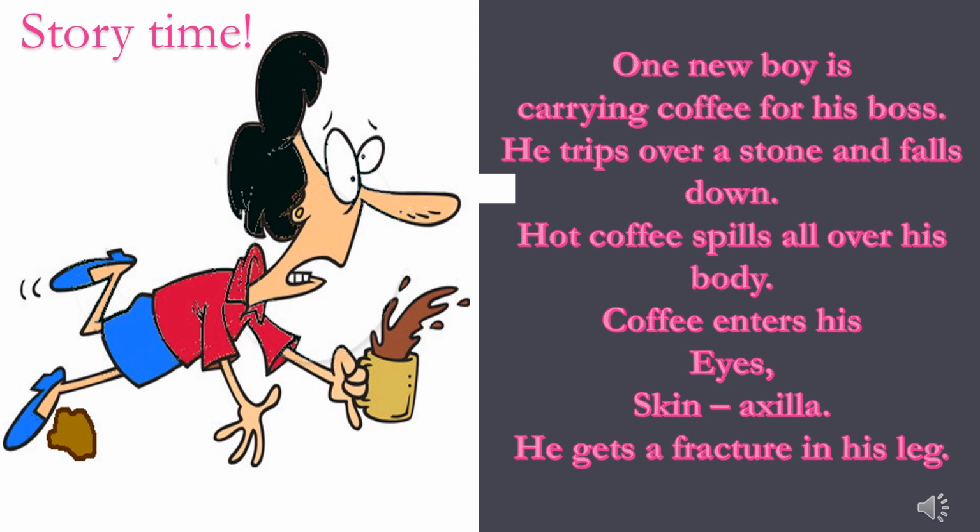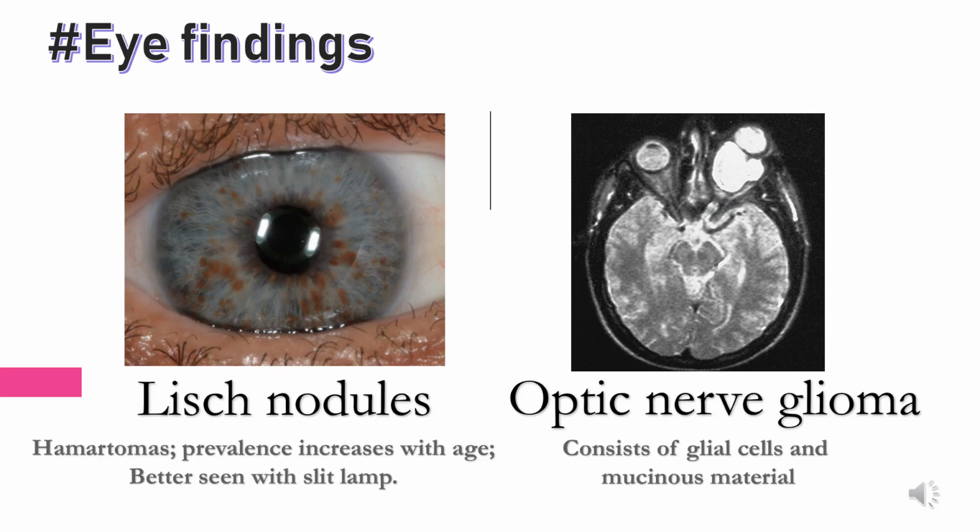So, one new boy is carrying coffee for his boss, but he trips over a stone and falls down, and hot coffee spills all over his body, and coffee enters his eyes. It goes on his skin and axilla, and he also gets a fracture in his leg because of falling down. So these are the characters which are going to be seen in your neurofibromatosis type 1. One new boy, so you can remember one new, that is neurofibromatosis type 1.